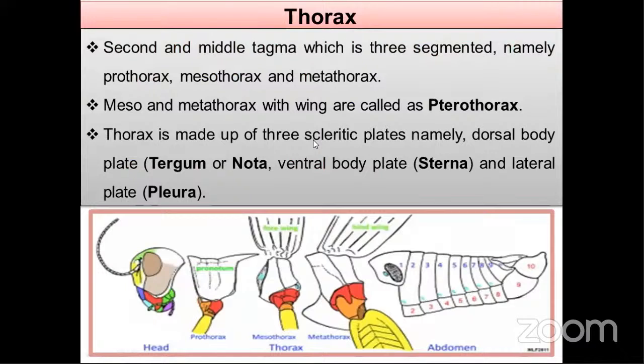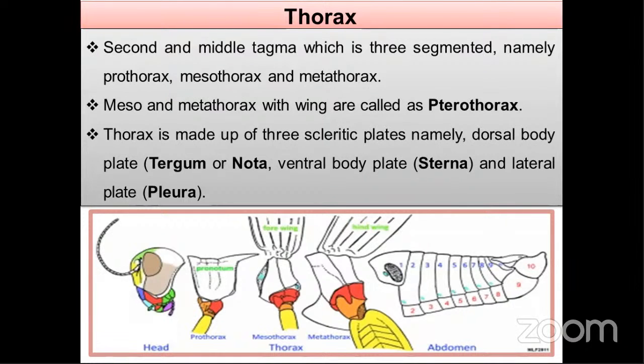Let's move on to another region or tagma, that is the thorax. The thorax is the second tagma, the second part of the insect body. The first part is the head, the second part is the thorax or middle tagma. The thorax is divided into three parts: prothorax, mesothorax, metathorax. These meso and metathorax together we call the pterothorax.